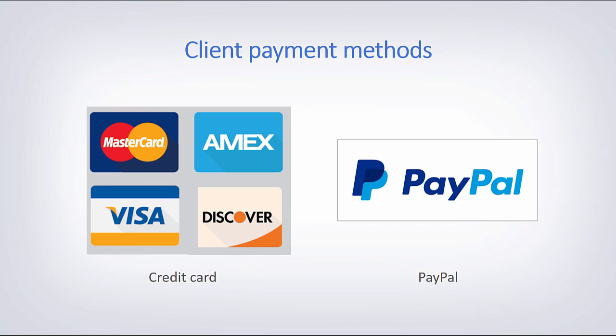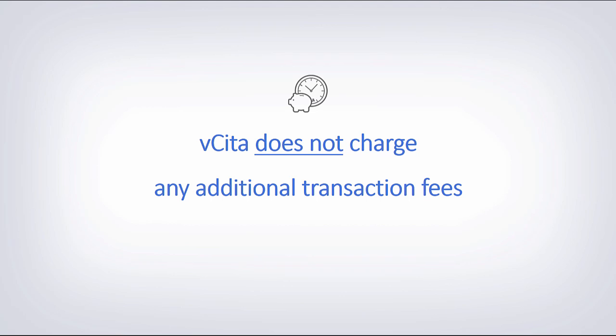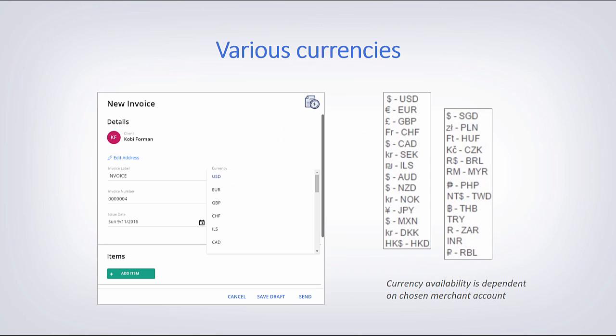Clients can pay with any major credit card or debit card or through their PayPal account, and funds will be deposited directly to your business bank account via Stripe or to your PayPal account. Now, vCita does not charge any additional transaction fees. And we also support multiple currencies, and this is of course dependent on your chosen merchant account.